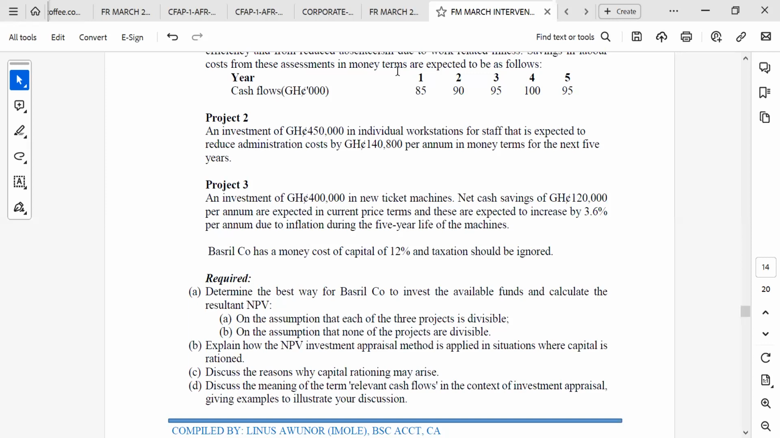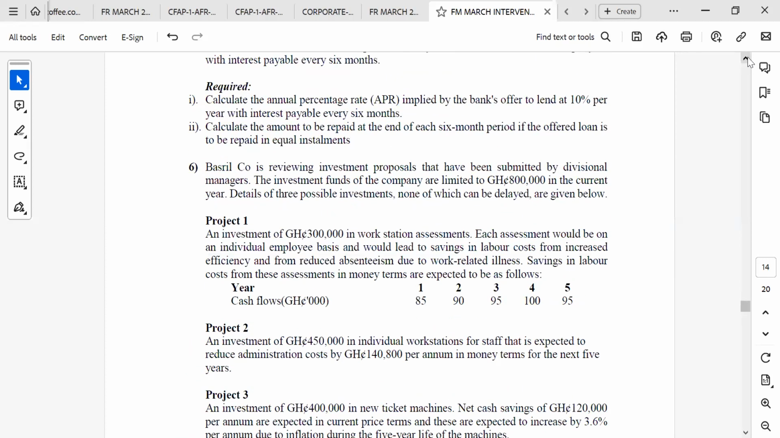Okay, so this is the question that we have. What is the available fund that the company is having? What is the amount that they are having currently for the investment? 800,000. Okay. The meaning is that you can undertake a combination of any project that will not be more than 800,000. Okay, let's take the project one by one.